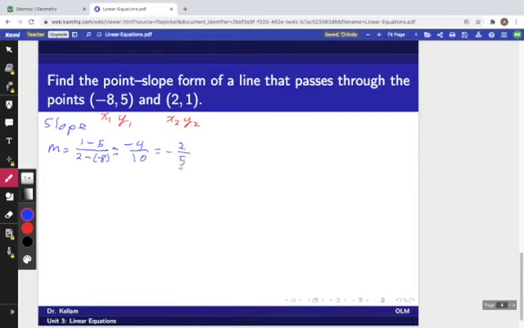Well, we now have our slope, and we can now write our line. So, y minus 5 equals negative 2/5 times (x minus negative 8), which we need to simplify down as y minus 5 equals negative 2/5 times (x plus 8).